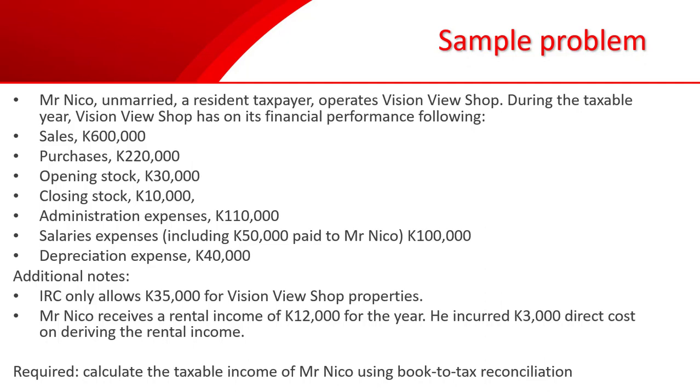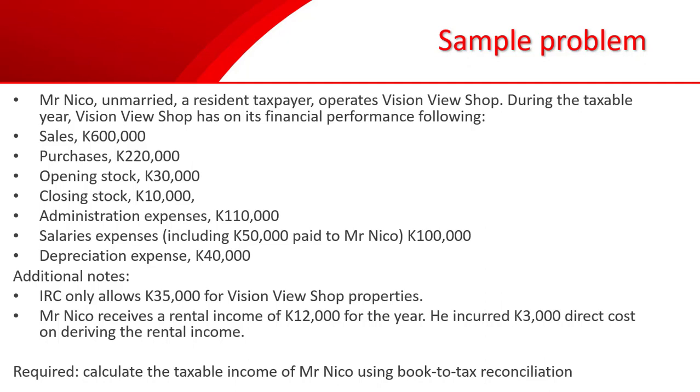Now we look into the additional notes. It says IRC allows only 35,000 kina for Vision View Shop's properties, which is for the depreciation. And then Mr. Nico received rental income of 12,000 kina for the year. This is apart from his income on Vision View Shop, where he incurred a direct cost of 3,000 kina in deriving that rental income. So we are required to calculate the taxable income using the book to tax reconciliation.